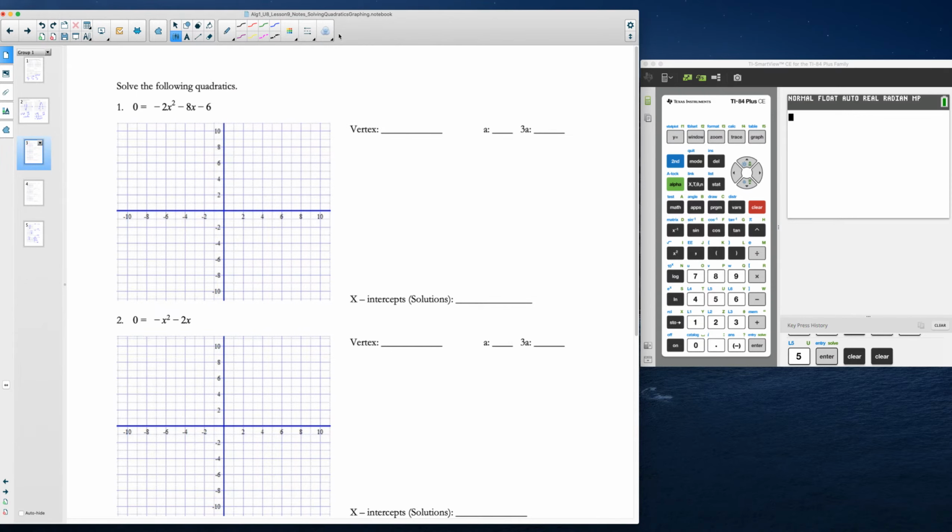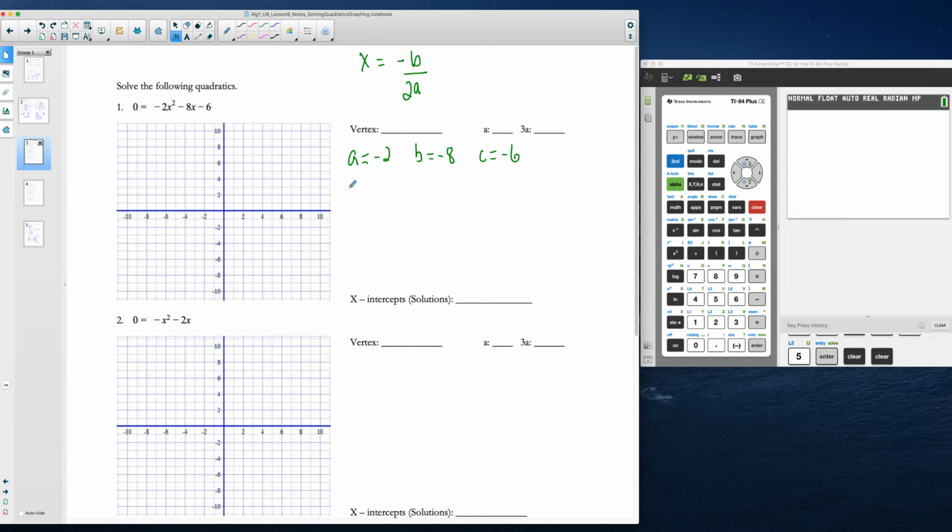Now the first thing we have to do is identify what form our quadratic is in. In this case, it's in vertex form. Or excuse me, it's not in vertex form, it's in standard form. So what we want to do then is use our little formula, x equals the opposite of b divided by 2a to find our vertex. So when I look at this, I can see that a is -2, b is -8, and c is -6.